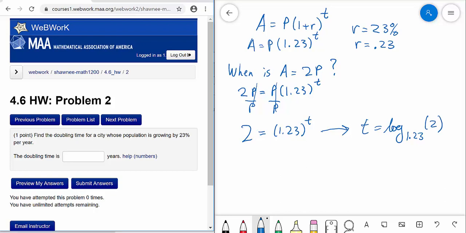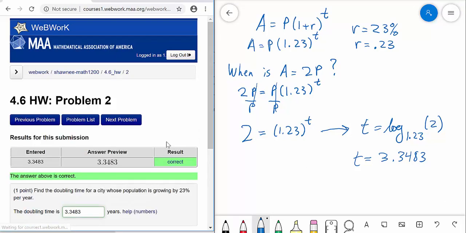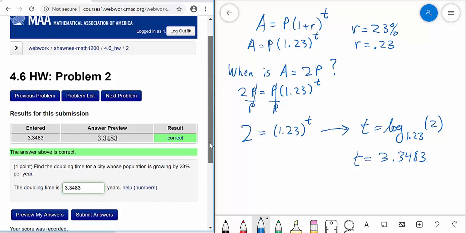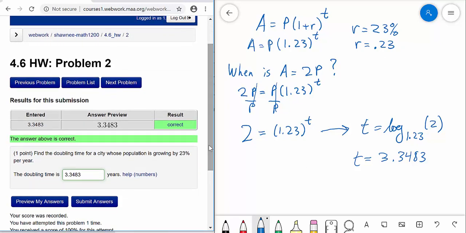You can type this expression into a graphing calculator, and you would get approximately 3.3483. So a city growing by 23% per year would take about 3 1/3 years to double in size.